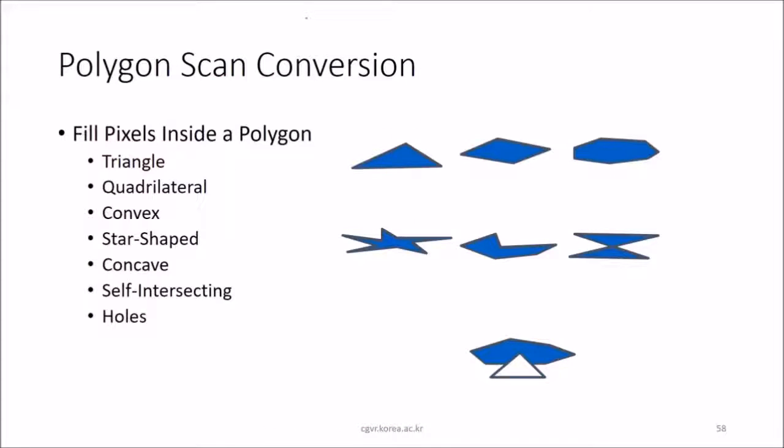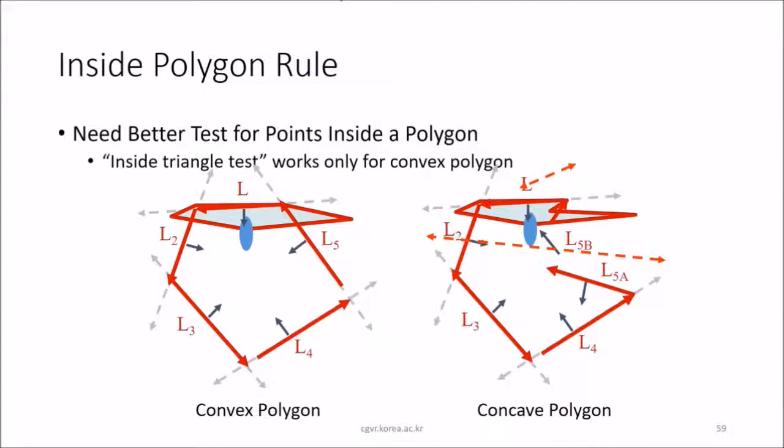Now polygon scan conversion, we want to fill pixels inside a polygon. It can be a triangle, it can be a quadrilateral, or say convex, star shape, concave, self-intersecting, with holes also. This is the inside polygon rule. We need a better test for points inside a polygon, that is the inside polygon rule. The inside triangle test works only for convex polygons. This is a concave polygon, and this is a convex, and this is concave. So this works for convex, but what about the concave?